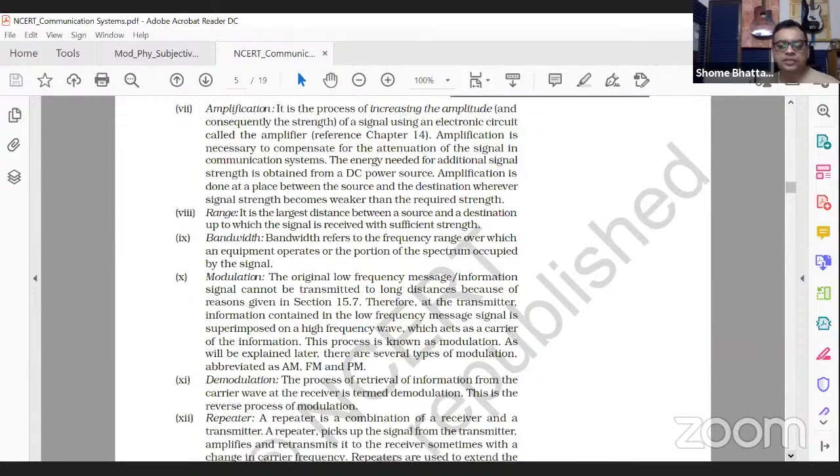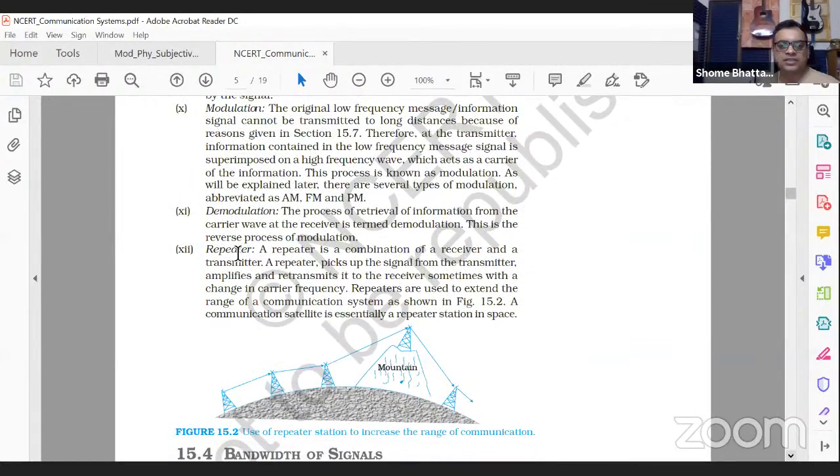Demodulation is the reverse of that, which happens at the receiver's end. Okay. A signal repeater is basically something that receives, amplifies, and retransmits. So it's a signal repeater.